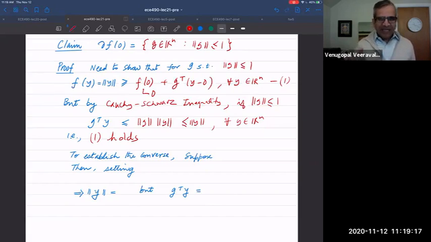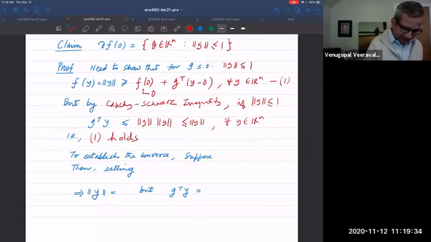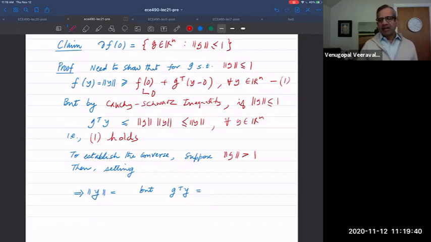Now, to satisfy Talha, who asked this question last time, if you want to establish a converse, you need to show that if g is something that has norm bigger than 1, then the condition is violated. So let's see why that's true. Suppose g has norm bigger than 1.